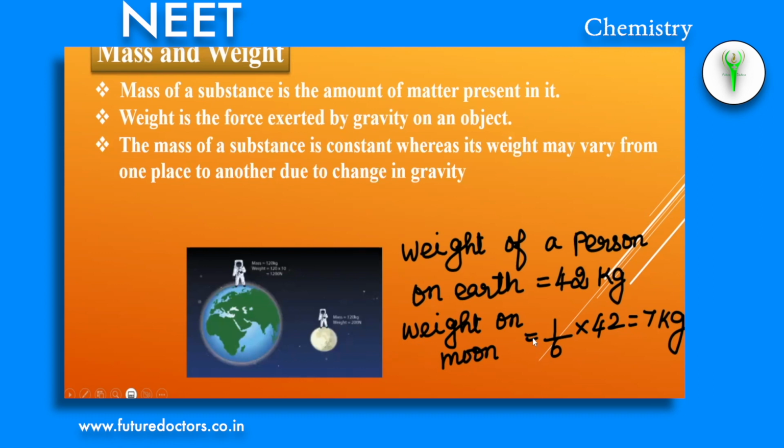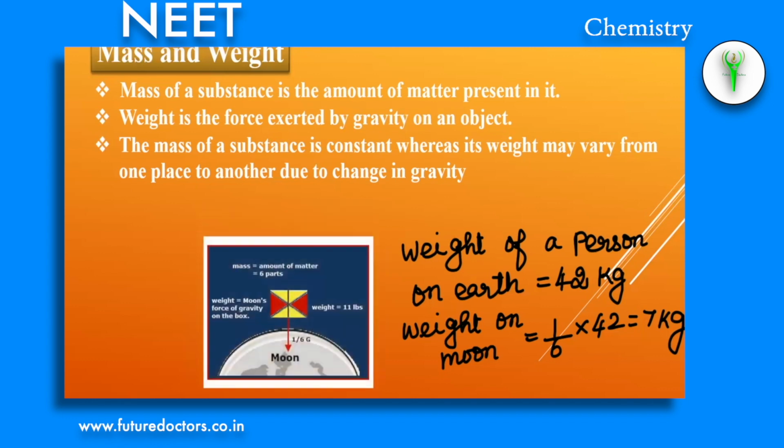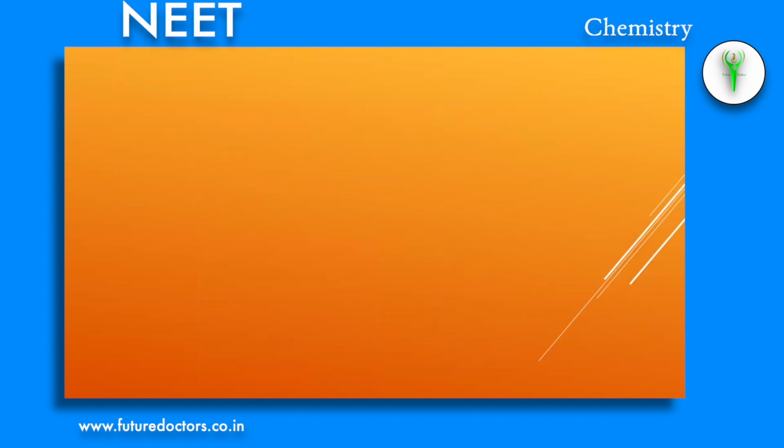The gravitational force on the moon is 1/6 the gravitational force on the earth. So the weight of a person on the moon will be 1/6 the weight of the person on earth. 1/6 into 42, so the weight of the person on the moon is 7 kg. So weight varies from one place to another, whereas mass remains constant. The SI unit of mass is kilograms. 1 kilogram is 1000 grams.